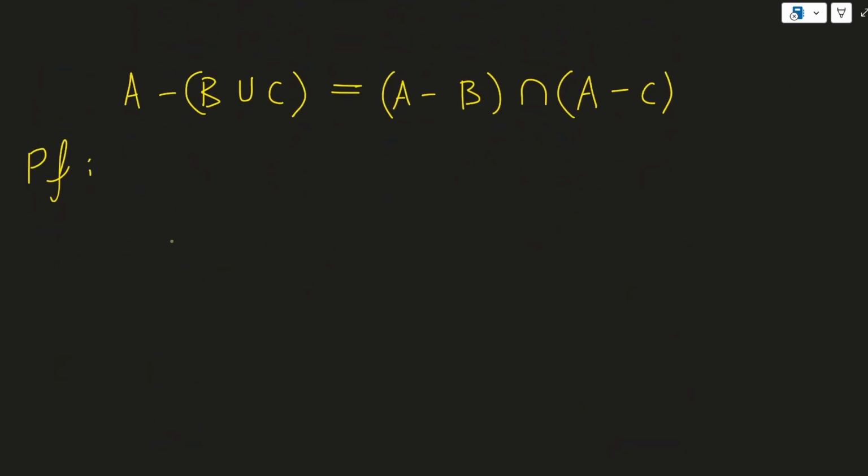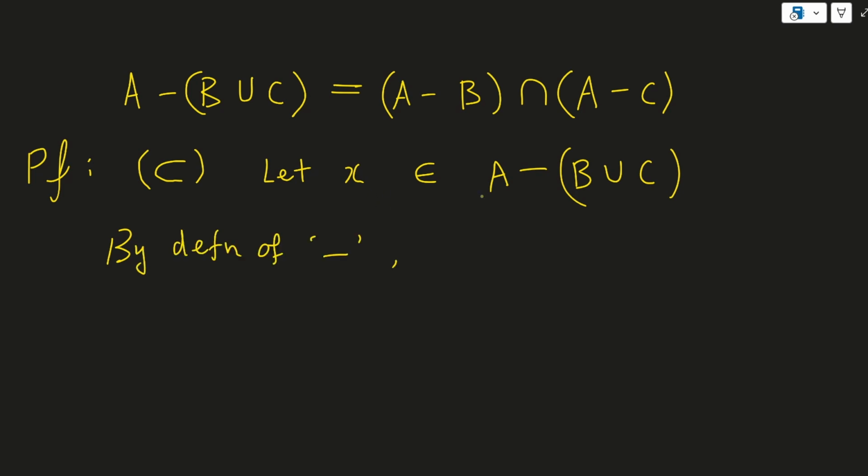All right, so let's actually get on with the proof. Here we're asked to show the two sets are equal. So let's use a double containment strategy. Let's first start from the forward direction. So I write a containment symbol to indicate that this part of the proof shows that the left-hand side is a subset of the right-hand side. So let's get started. Let X be an element in A minus (B union C). By definition of minus, X is in A, but is not in B union C.